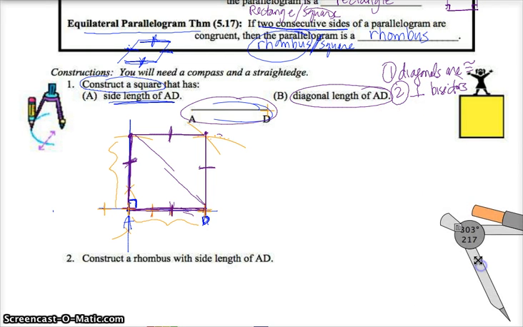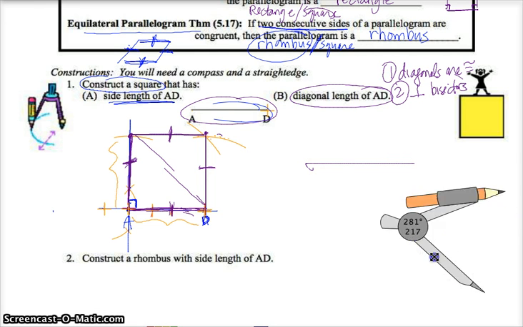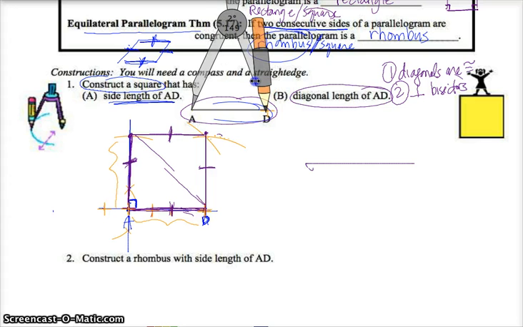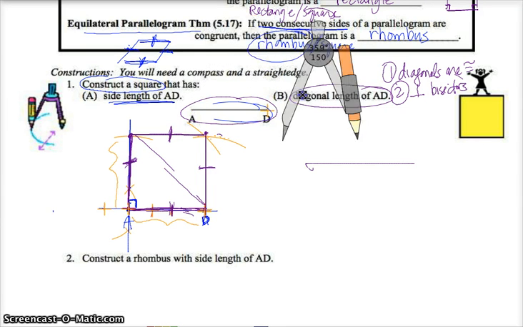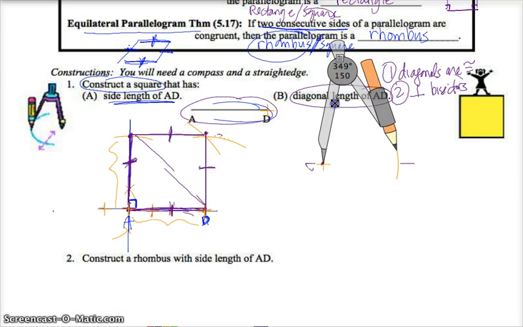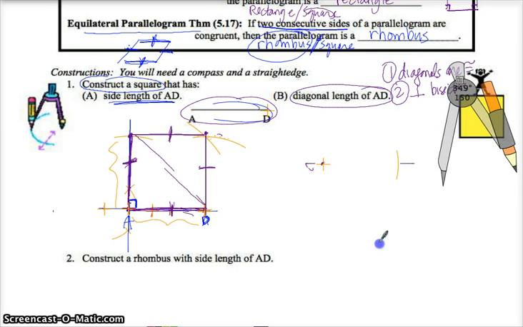So what's the first thing I do? Well, I'm going to make a segment. And then I'm going to open up my compass to this length. And I'm going to move it down here. I'm going to put a point. I'm going to move it over here. I'm going to mark this. Okay, so that's the length of the diagonal. So now what do I have to do? I have to perpendicularly bisect this.